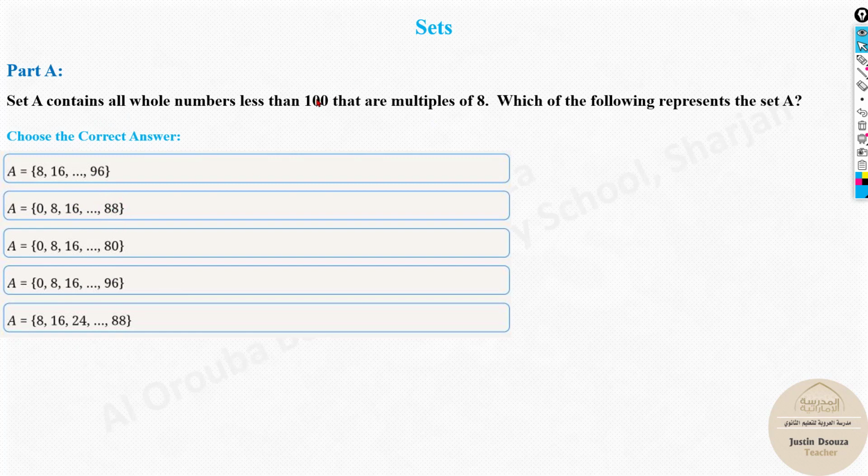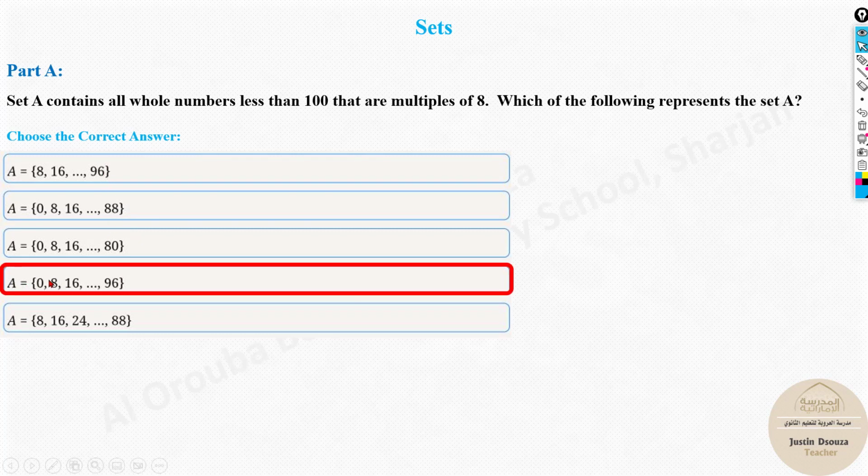If you look closely into all the options, this has still one more multiple. 88 is not the last multiple because they have told less than 100. 96 is the closest less than 100. So it is both 96 and 0. This is the correct answer, not anything else. So 0, 8, 16 and so on. So set A would be this.